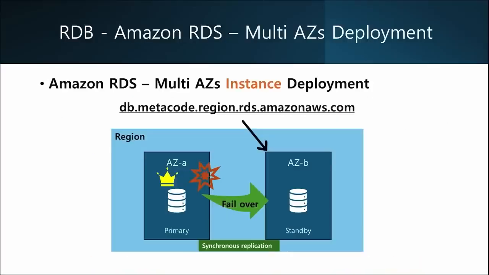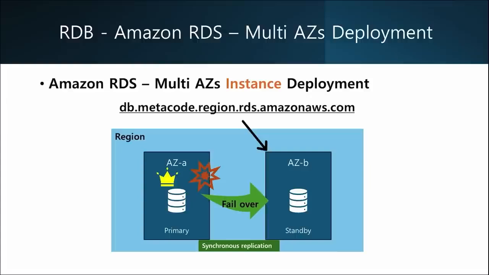RDS supports multi-AZ deployment to ensure high availability. AZ is an availability zone. You can replicate RDS instances in different availability zones in a region. The replicated instance is called the standby instance, and the existing instance is called the primary instance.